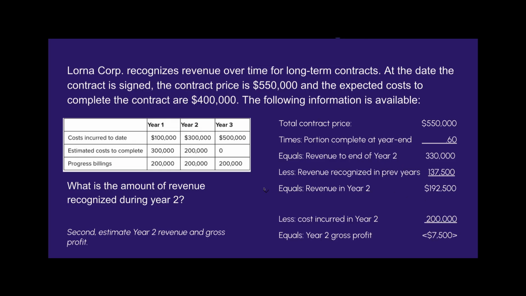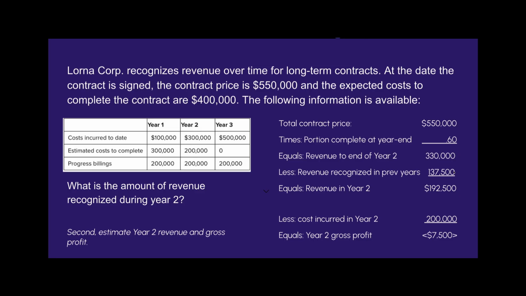We are now 60% of the way complete. That is, we have incurred $300,000 of a total of $500,000. We're estimating $300,000 plus another $200,000, or 60% complete. And so we multiply the contract price, 550,000, times the 60%. And by the end of year two, we should have recognized $330,000 of revenue.